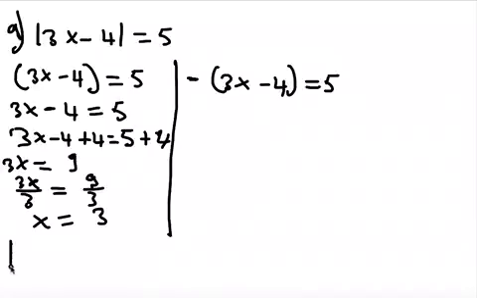What I mean, I'm writing this one again. For the solution 3, we have to replace x by the solution: the absolute value of 3 times 3 minus 4 is equal to 5. Is this equal to 5? 3 times 3, that's 9. 9 minus 4, that's 5. The absolute value of 5 is 5. Is 5 equal to 5? Yes, it is. And this is the right solution.